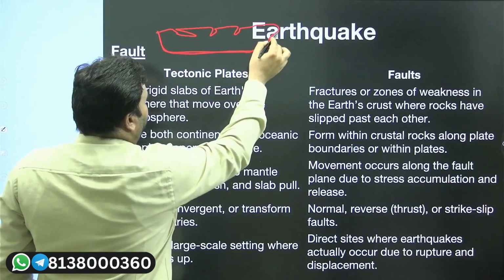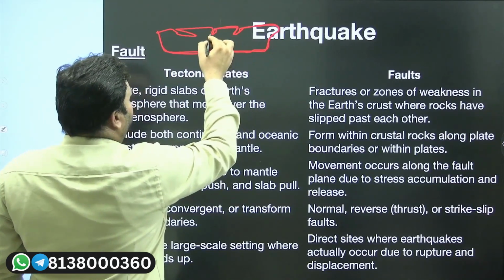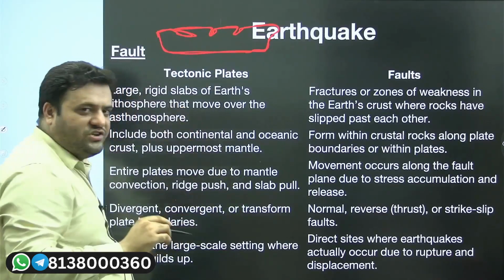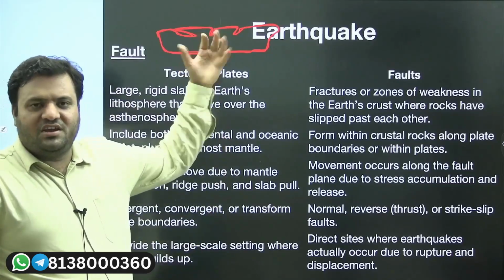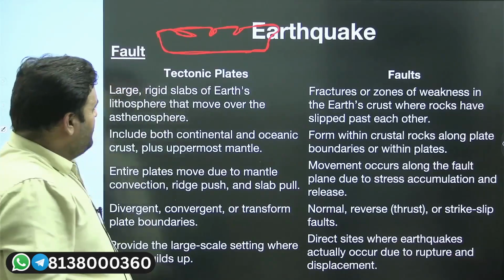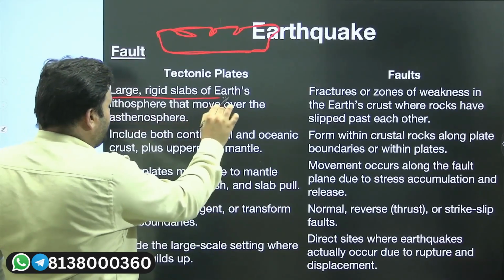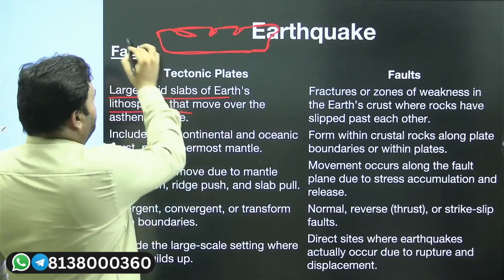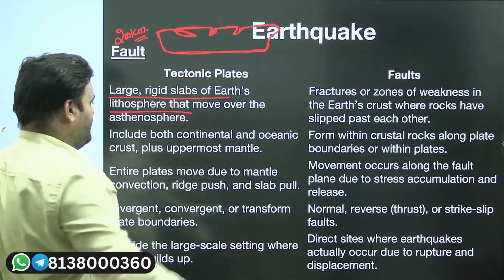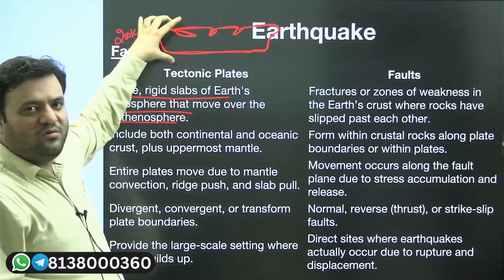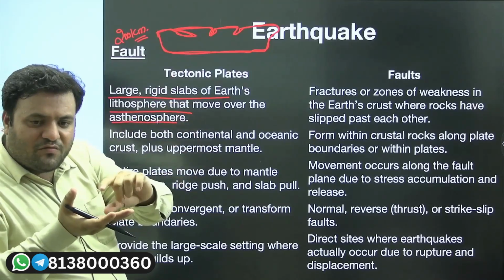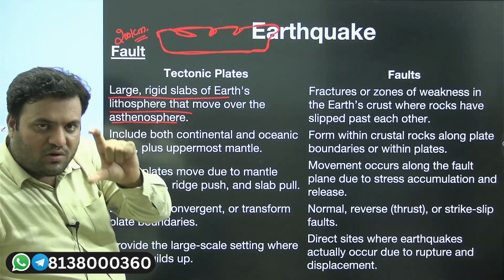A rock slab, irrespective of, different in terms of their composition. We could have any combination of igneous, metamorphic or sedimentary rock here. So they are large rigid slabs of earth's lithosphere, around 200 kilometers in depth, and this plate is going to move over the asthenosphere. The crustal part above the asthenosphere is known as the plate.